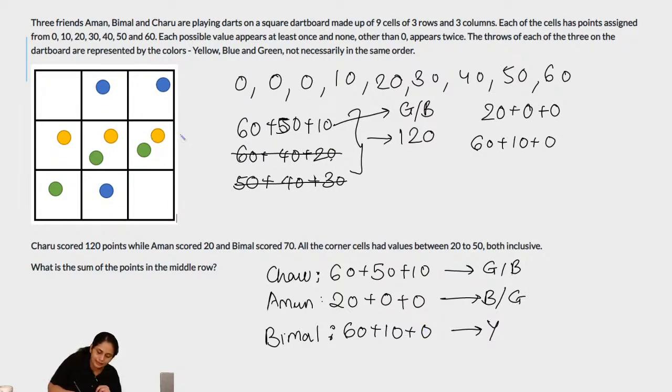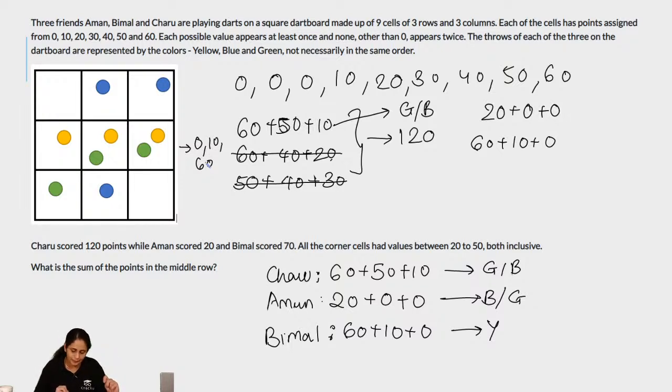So we know that this particular row is 0, 10 and 60 in some order. Okay, that I have figured out. Aman has to be 20, 0, 0, that is blue or green. And Charu has to be 60, 50, 10, and that is green or blue.